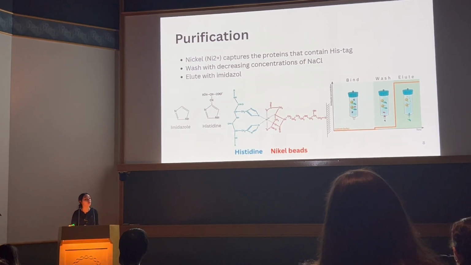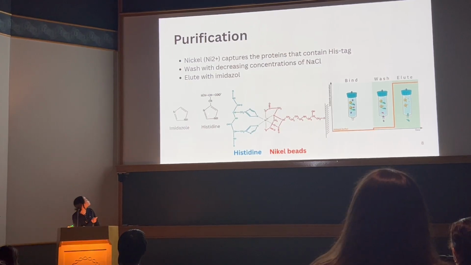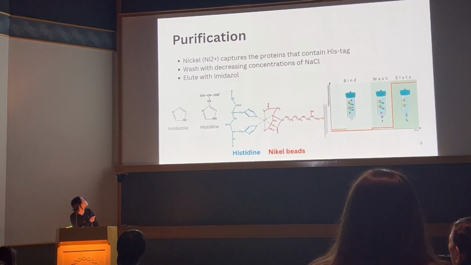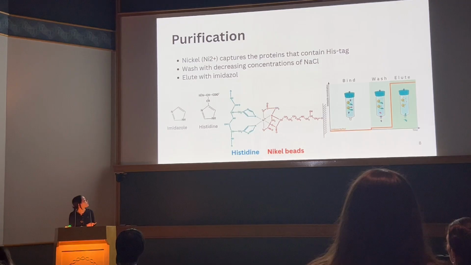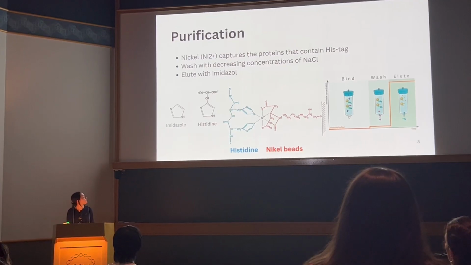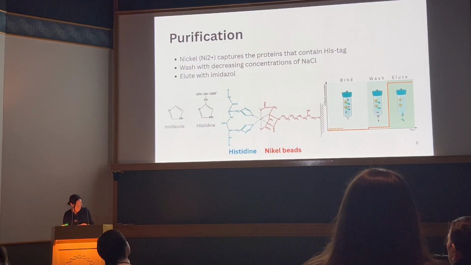But we want to separate the nickel and the RAS protein. So how we're going to do that is we use imidazole. Imidazole has a similar structure to the histidine, as shown here, and when we elute with it, it competes with the histidine, so it attaches to the nickel instead, so we could separate the nickel and the histidine, so we could separate it over here.